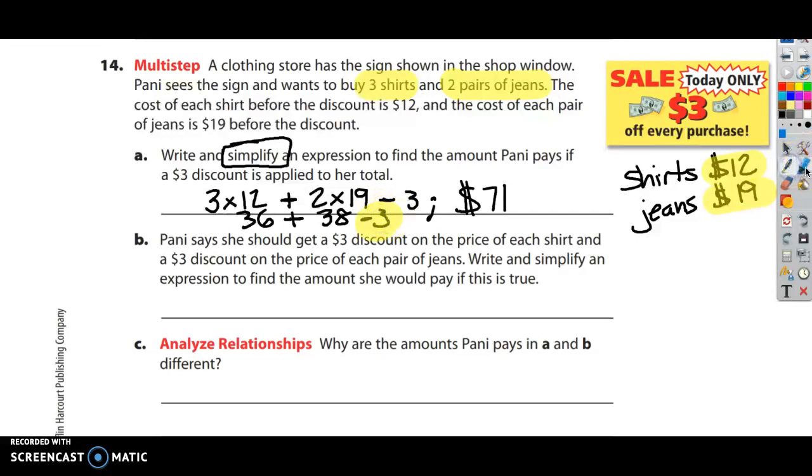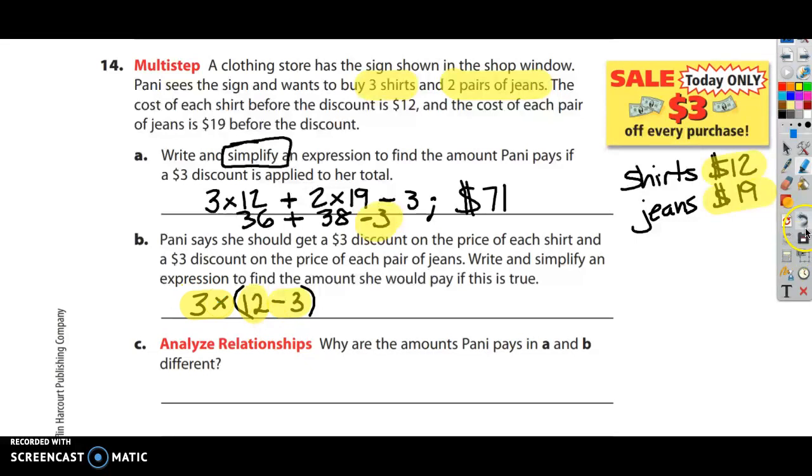On B, she's saying I deserve a $3 discount for each shirt and a $3 discount for every pair of jeans. Well, the shirts cost $12, and she wants a $3 discount, so I'm going to subtract 3, and she wants to buy 3 of them. So what I have to do here is put that in parentheses, and then multiply that by 3. Now let's go through what these numbers mean. This 12 right here is how much the shirts cost before the discount. The minus 3 is because of a discount, and the times 3 is because she wants to buy 3 shirts.